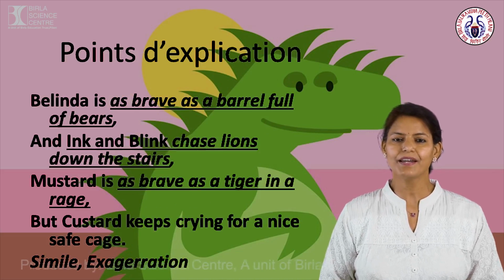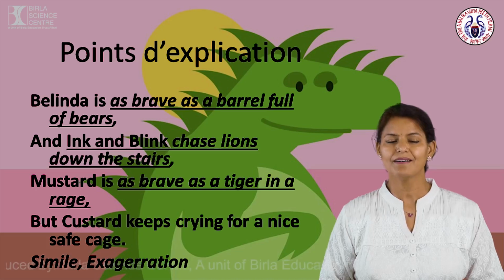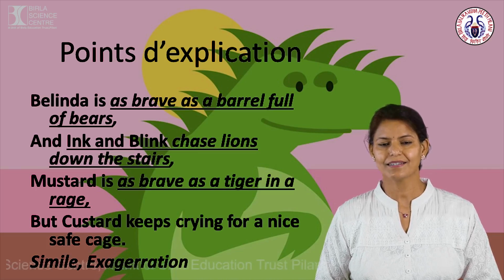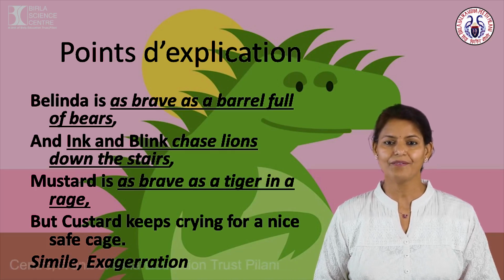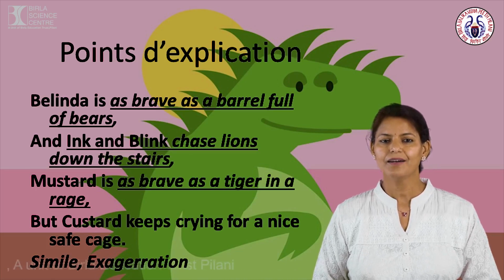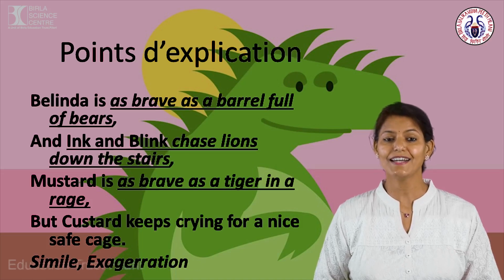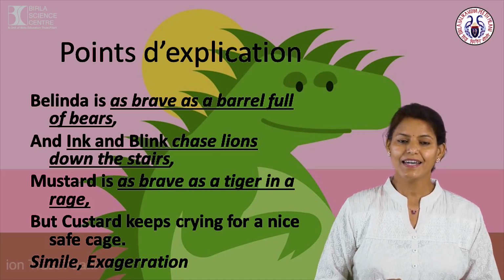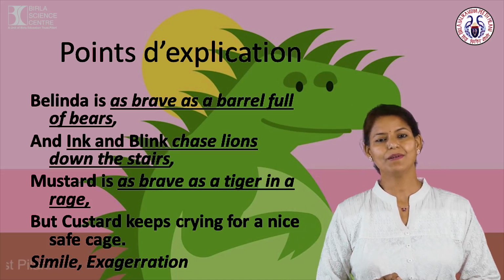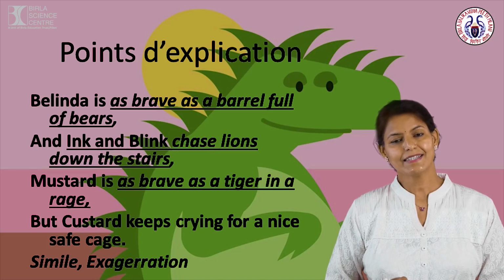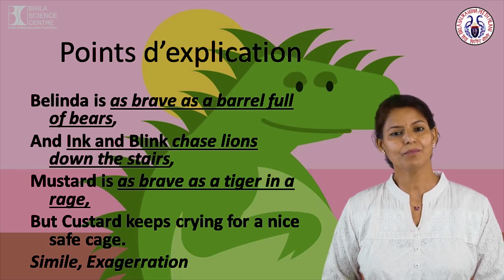Belinda is as brave as a barrel full of bears, and Ink and Blink chase lions down the stairs. Mustard is as brave as a tiger in a rage, but Custard keeps crying for a nice safe cage. Again, the employment of simile and exaggeration lent aesthetic appeal to the poem.